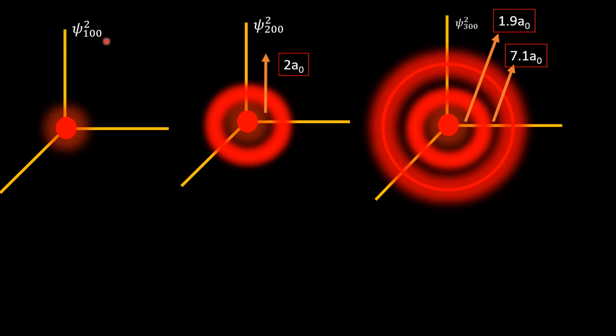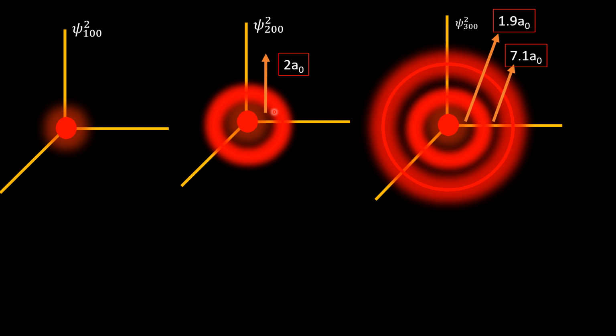This is the probability density plot for 1s, this is the 2s orbital, and this one is the 3s orbital. Here you can see that in the 1s case there is no node, and for the 2s there is one node at a distance of 2a0. For the 3s orbital you have one node at a distance of 1.9 a0, and again at a distance of 7.1 a0 you have the second node. So a0 here is the Bohr radius.